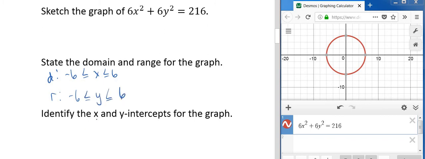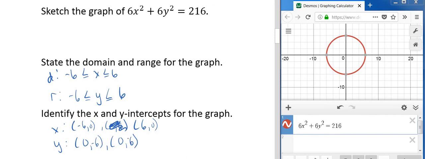X and y intercepts. Again, you can just click on them out here, right? So for x, we've got (-6, 0) and (6, 0). Whoops, I wrote that backwards. Sorry about that. So our y-intercepts, we would have (0, -6) and (0, 6). There's our y-intercepts. Okay? Not too bad, I hope.